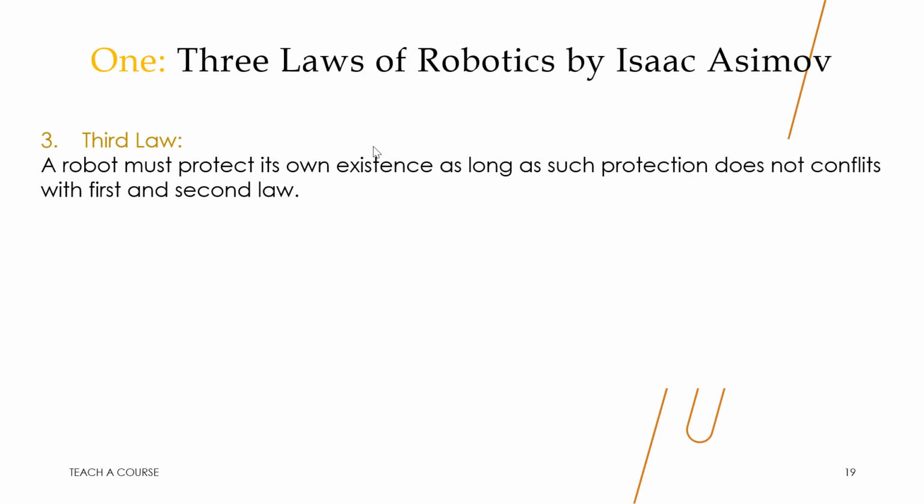Now, in conclusion, these three laws of robotics by Isaac Asimov offer us a glimpse into a world where intelligent machines are programmed with moral principles. These fictional laws continue to inspire us to reflect on the ethical challenges of creating AI systems that coexist with humans safely and responsibly.